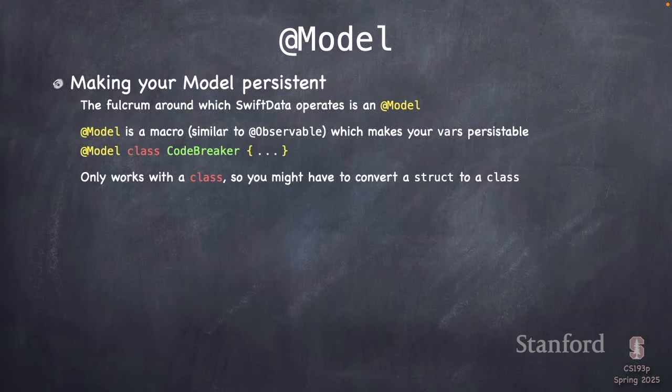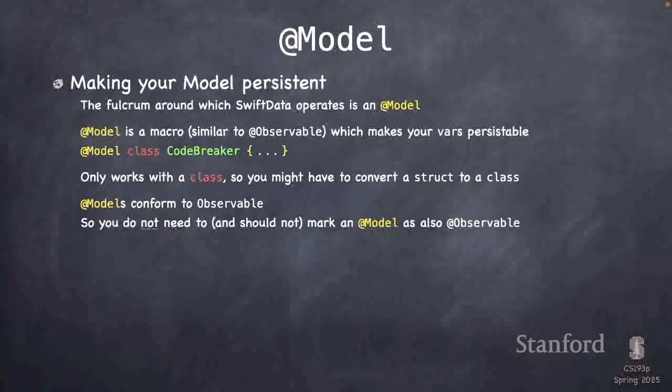You might have structs in your model currently, like we do, that we're going to have to convert to a class if we want to put them in there, and that's perfectly fine. We'll get a reminder of what we need to do for that. And if you put @Model on something, it's going to be automatically @Observable. So you never would put both @Model and @Observable. It makes no sense, because @Model is observable.